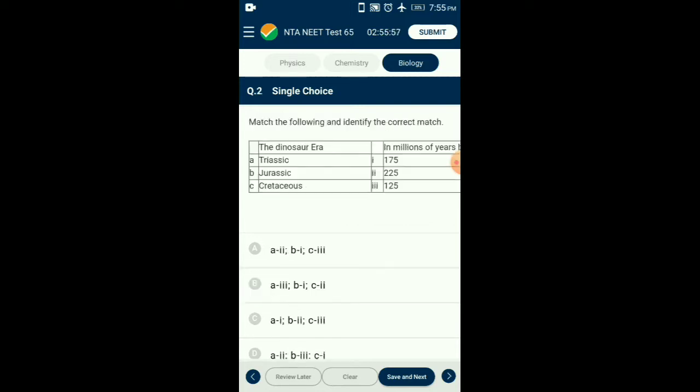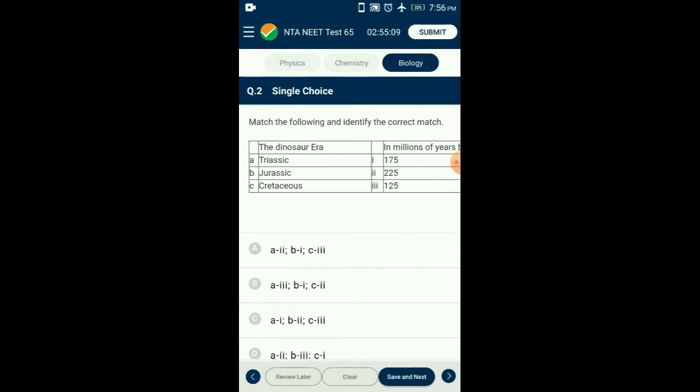Question number 2. Match the following and identify the correct match. Dinosaurs went extinct about 65 million years ago. That means at the end of the Cretaceous period, after living on Earth for about 165 million years. The Mesozoic era has three periods: Triassic, Jurassic, and Cretaceous.